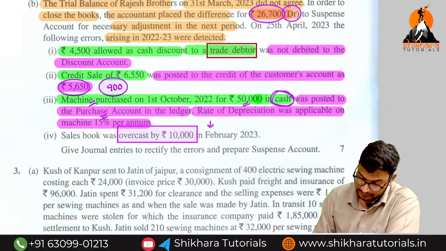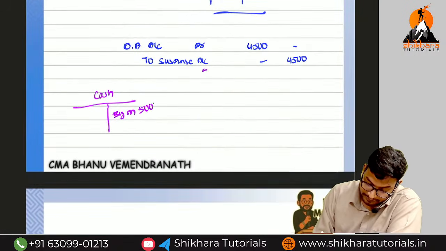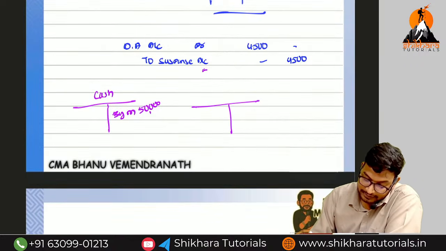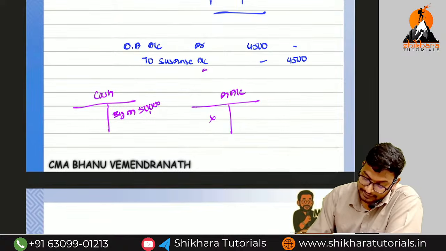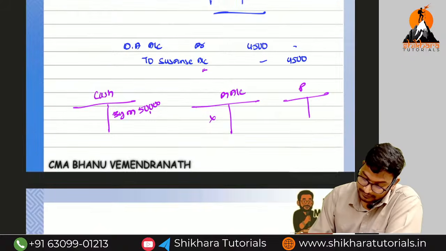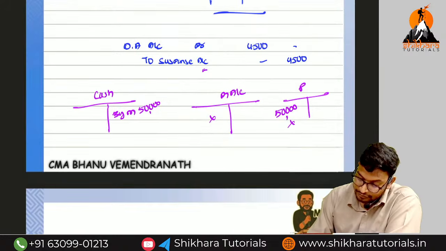So they have recorded the machinery 50,000. This is the actual thing that needs to happen. Next, in the machinery account they have not posted. They have not posted here. They posted in which account? Purchase account. Which side? Debit side of rupees how much? 50,000. Are you getting the point? Now this one should not be there.